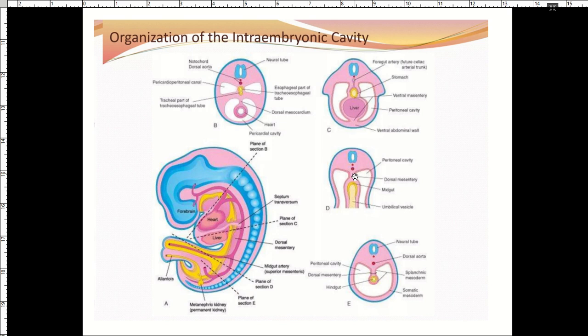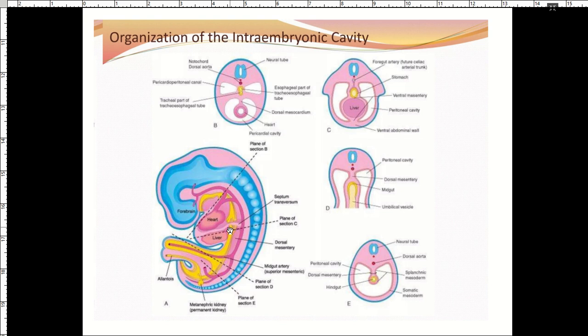But for today, you just have to understand that we have a dorsal mesentery, and then we can also have a ventral mesentery right here. And the ventral mesentery is going to extend from the caudal limit of the foregut to the upper part of the duodenum.